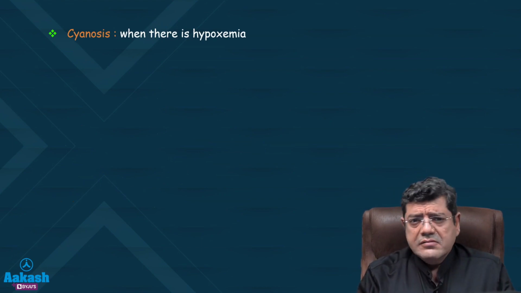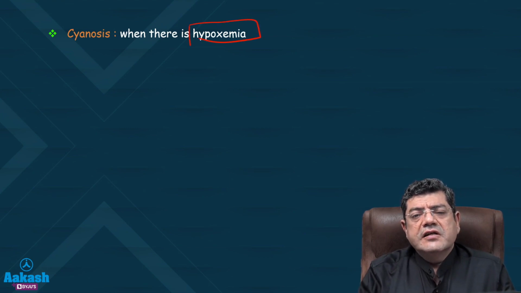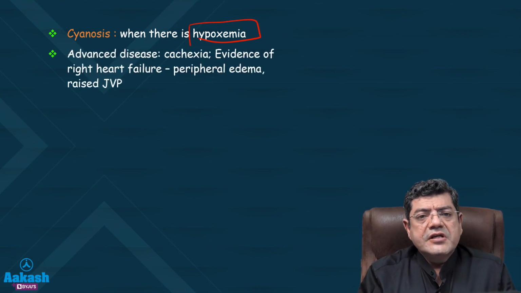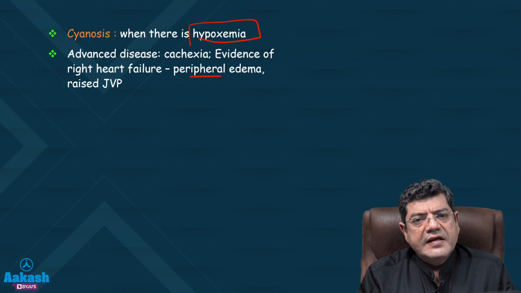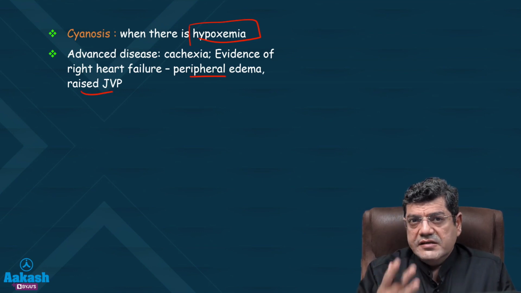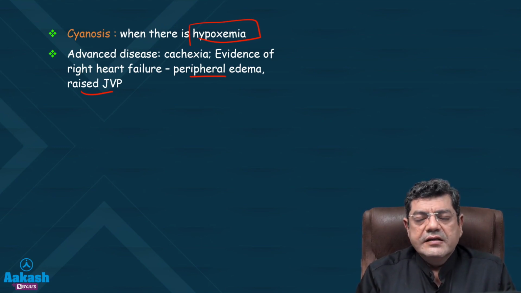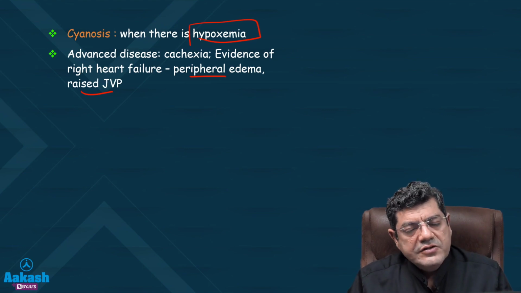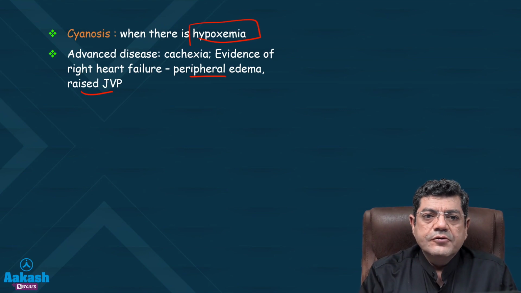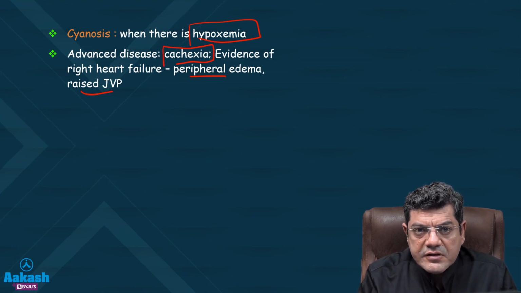So cyanosis, usually it is an evidence of advanced disease. We discussed that hypoxemia sets in when their FEV1 is 50 or less. Similarly, we also discussed that these patients have right heart failure, and evidence of that, peripheral edema, raised JVP, is evidence of right heart failure. Besides this, tender hepatomegaly is also evidence of right heart failure. And these are of course seen when the patient's FEV1 has fallen to 25% or less of the normal value. One important feature here is cachexia.